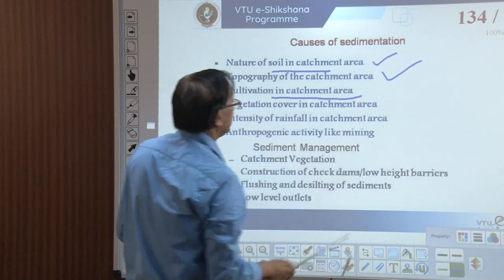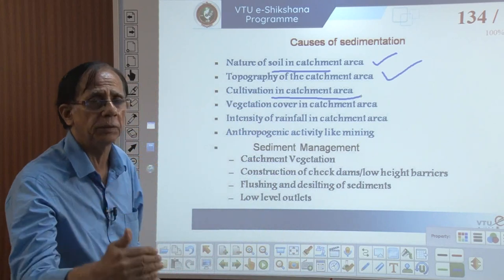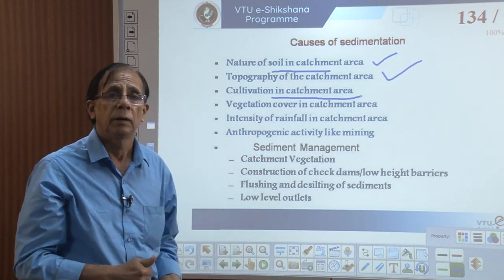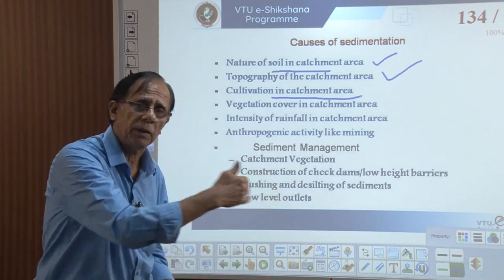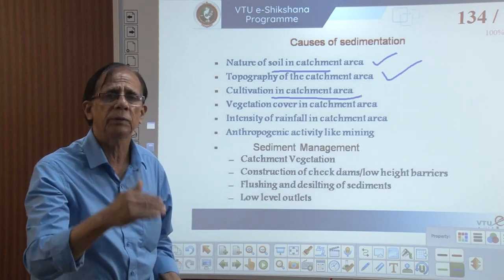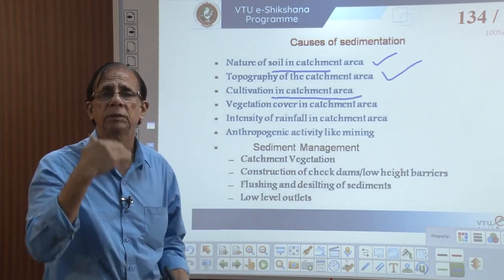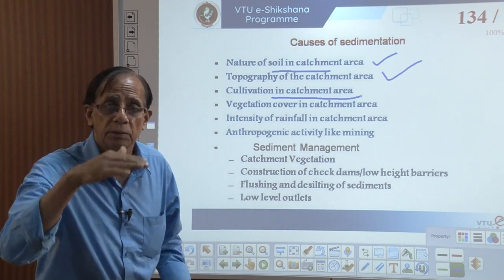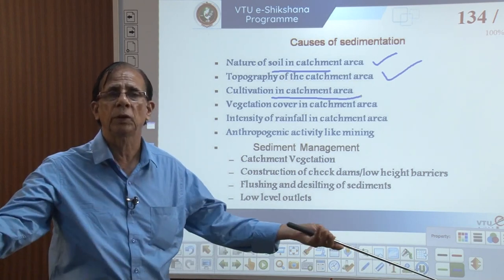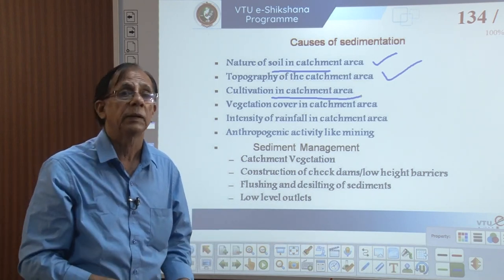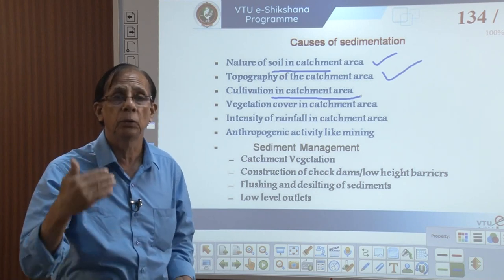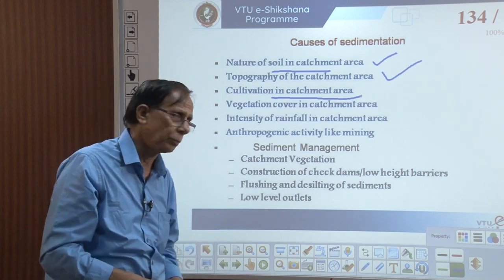Cultivation in the catchment area can prevent sedimentation. Just now we have mentioned Malaprabha Dam, where in the first few years there was a higher rate of sedimentation, and subsequently sedimentation ceased because of land use, land cover modification. The type of cultivation they practice is important.